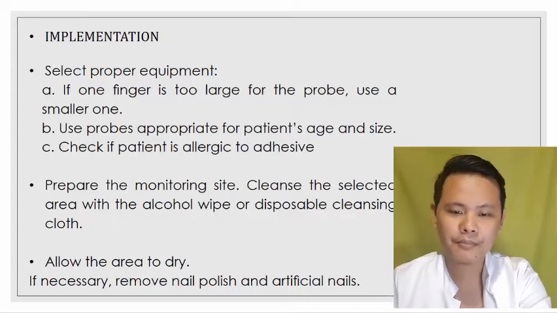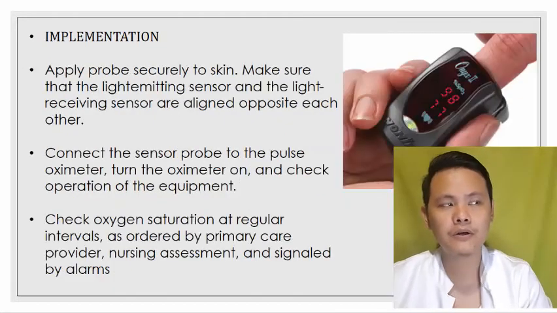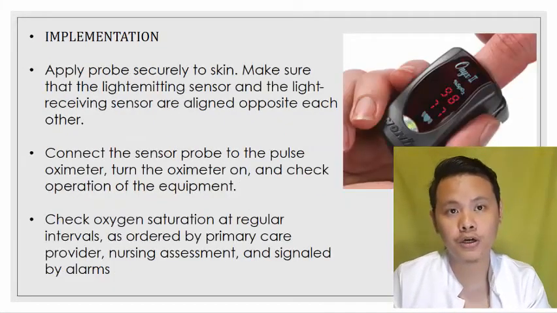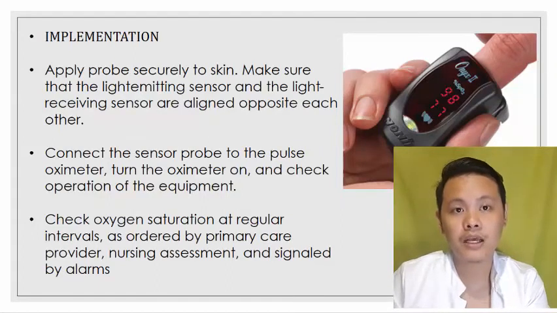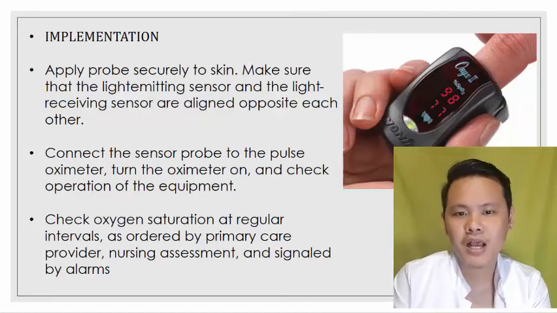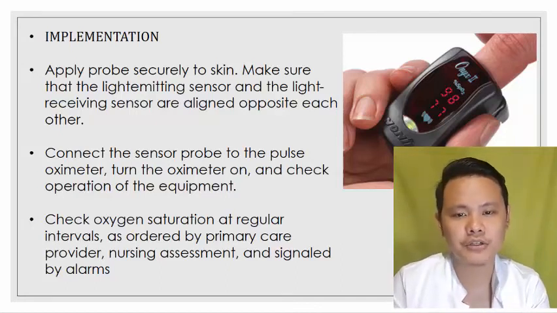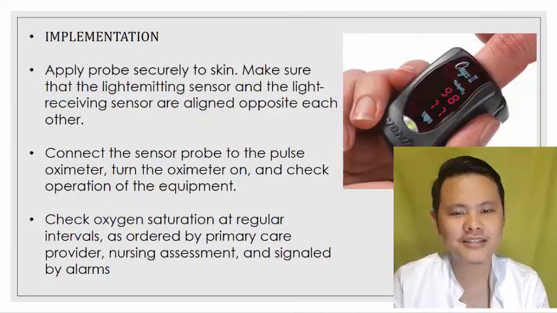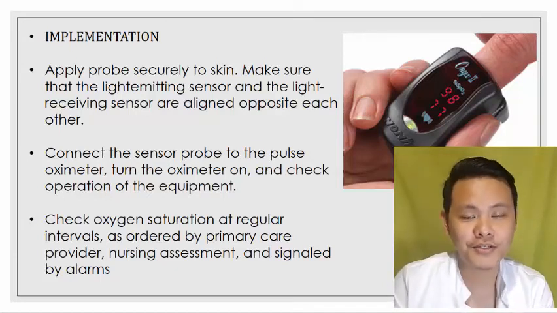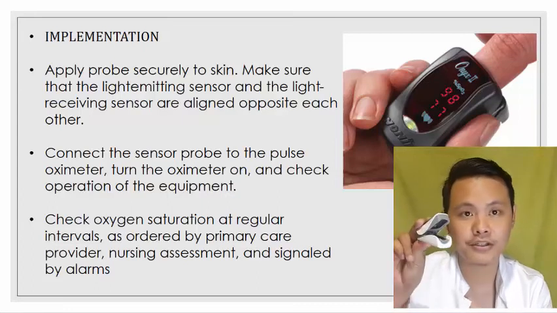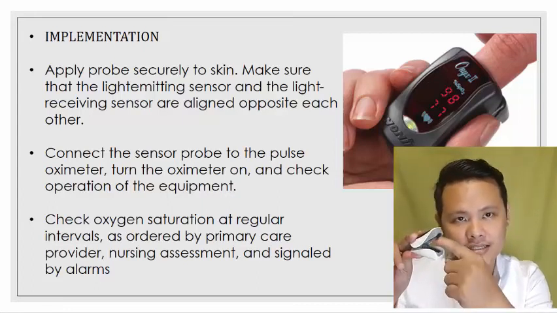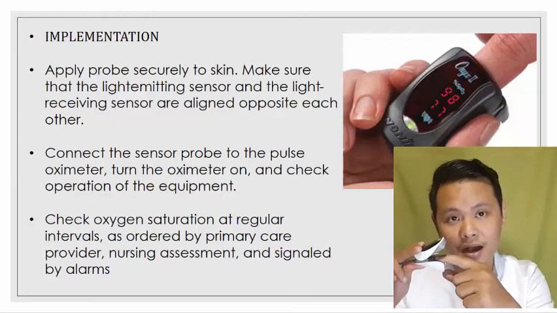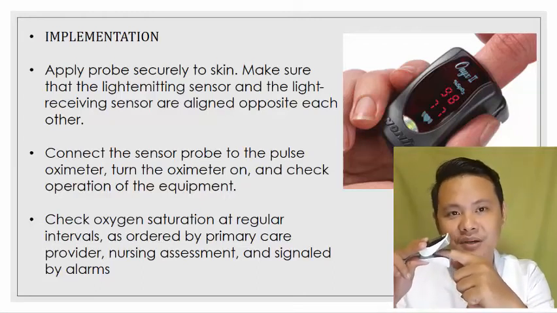Okay, next. If it is necessary, guys, kung merong nail polish or merong cuticles ang pasyente ninyo, okay, pakitanggal lang yan because it may impede and we might not get the exact number ng oxygen saturation. Next, apply probe securely to skin and make sure that the light emitting sensor and light receiver sensor are aligned opposite each other. Okay, so I already told you guys that the light emitting diode is nasa taas, then ang sensor naman is nasa may baba. So, kailangan naka-align po dapat yan pag nilagay natin.